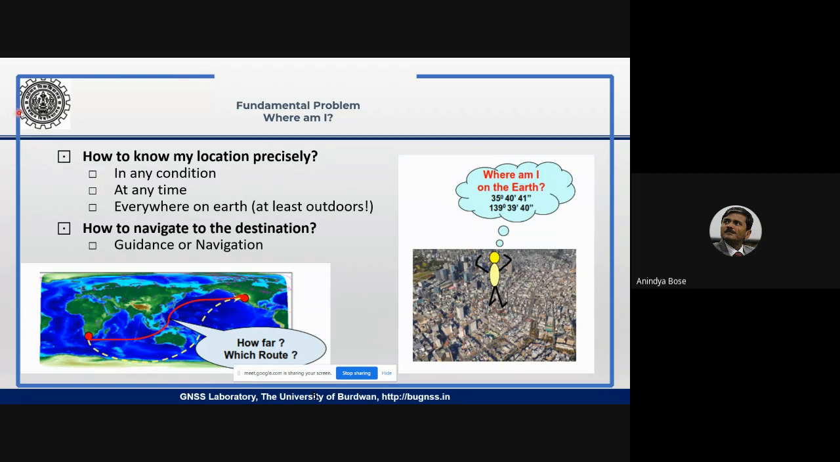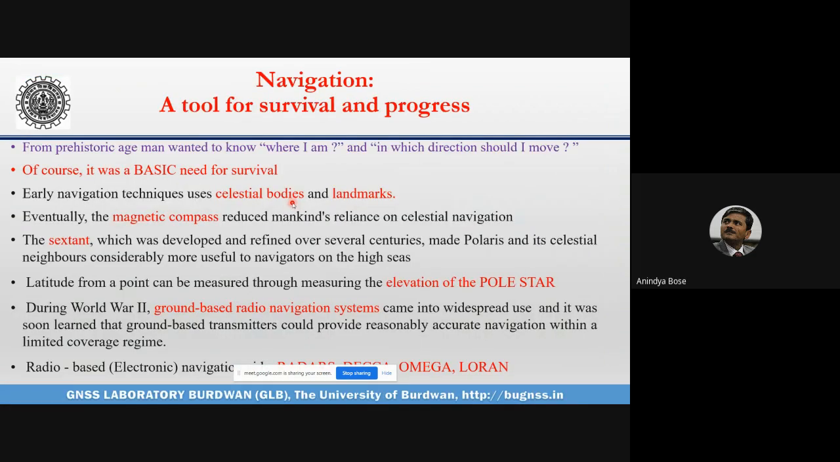Okay. So the question comes for human beings: starting from prehistoric age, man wanted to know where I am and in which direction I should move. Our ancestors, who used to live in caves, had to go out for hunting. After hunting, when the sun was down, they had to come back to their caves. Otherwise, they would have been killed. So definitely, the art and science of navigation was a survival tool.